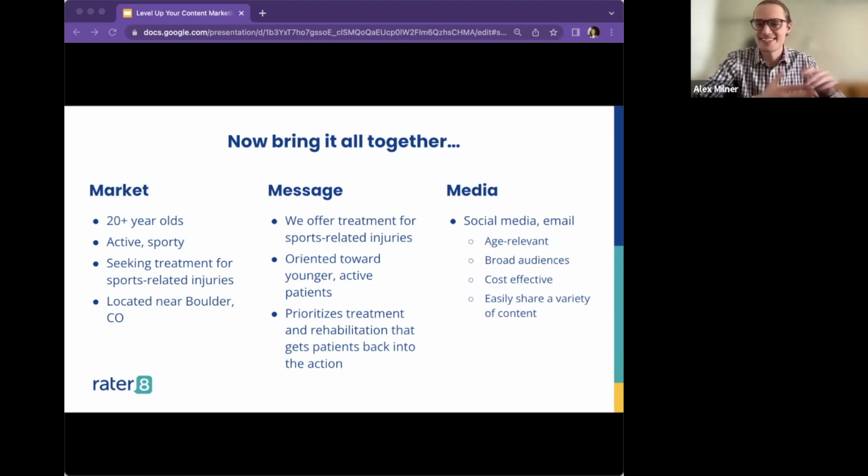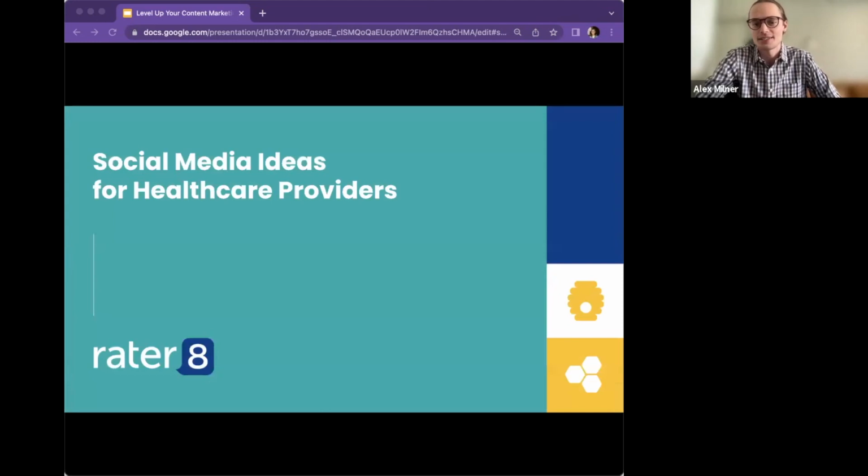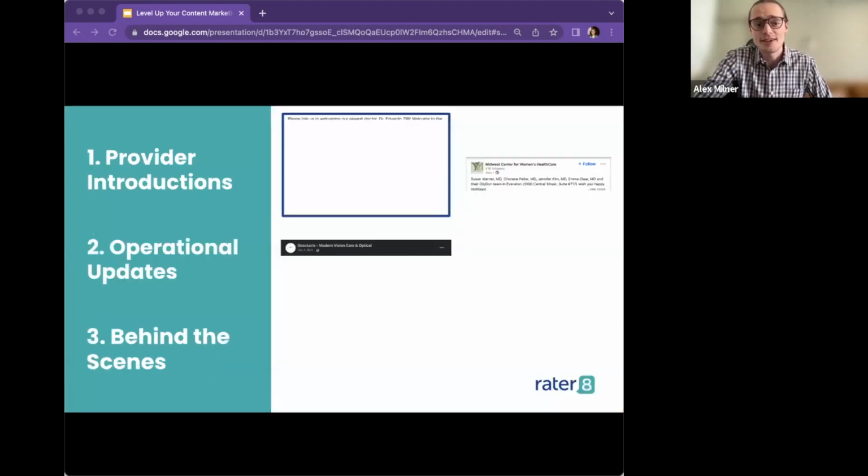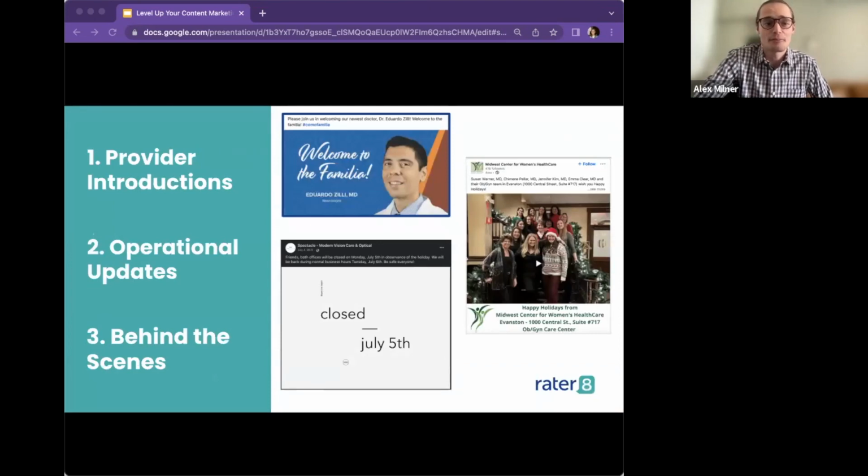Now, within the example, we're going to transition over. We're focusing on social media, so why not look at some ideas for social media content for healthcare providers? To start, we have provider introductions. So this first slide has some fairly basic ones that you can implement on all of your social media.